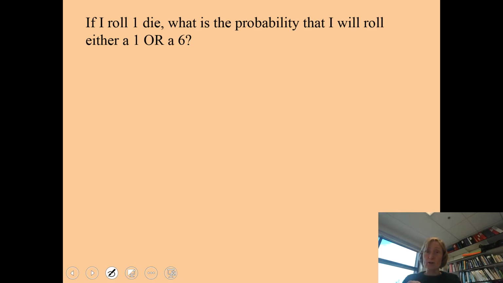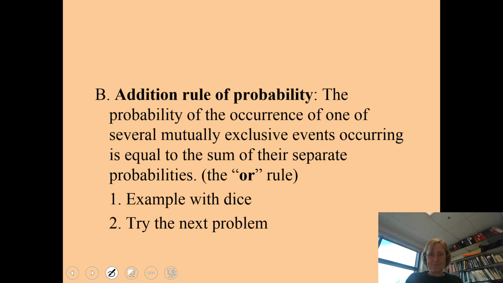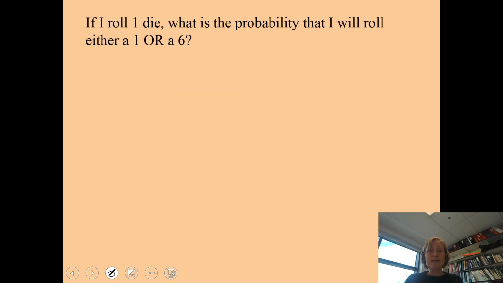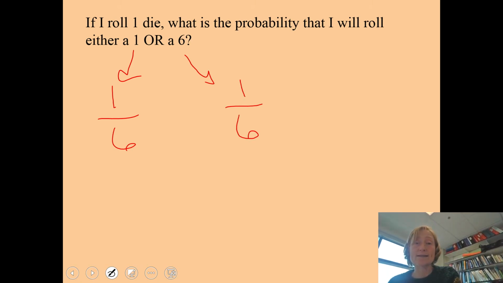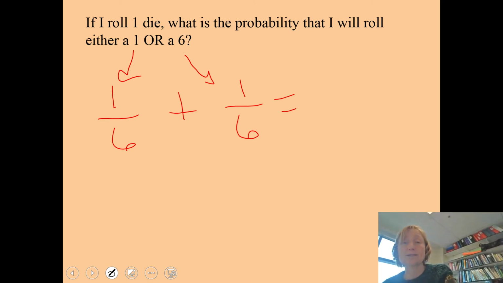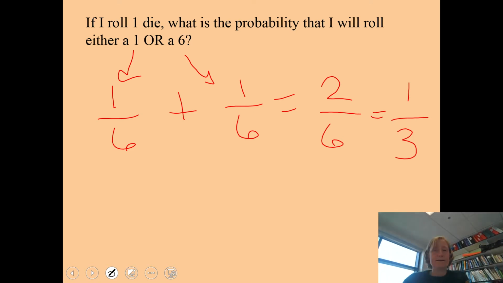When you hear the word or, you realize that this is an addition rule. Okay, we've got 2 mutually exclusive events occurring. What's the probability of them occurring? You add the separate probabilities together. So what's the probability of rolling a 1? 1/6. What's the probability of rolling a 6? 1/6. What's the probability of rolling a 1 or a 6? 1/6 plus 1/6 equals, how do you do the math? Right? Don't mess up. 2/6 equals 1/3. Okay? Now, let's do this with genetics problems.